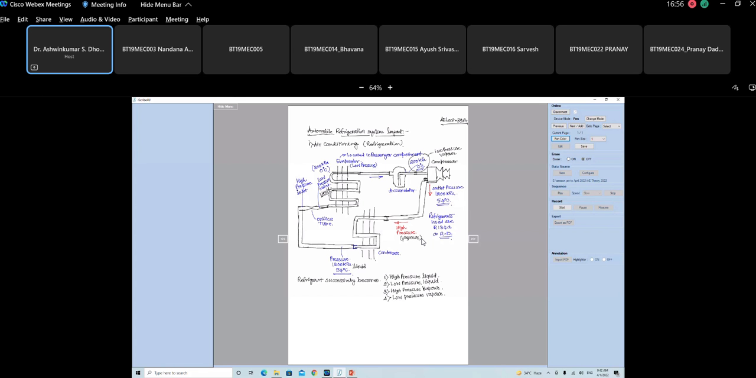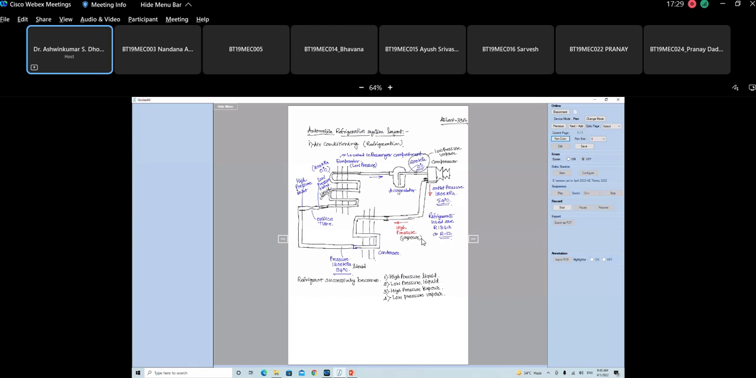The cooling begins at the evaporator located in the passenger compartment. As the low pressure liquid refrigerant enters the evaporator, it absorbs the heat. Here the heat is absorbed. Then once the heat is absorbed, it is getting converted into vapor because this was a liquid. See here, I have written this as a liquid. So the liquid absorbing the heat becomes vapor, then it is fed to the accumulator.